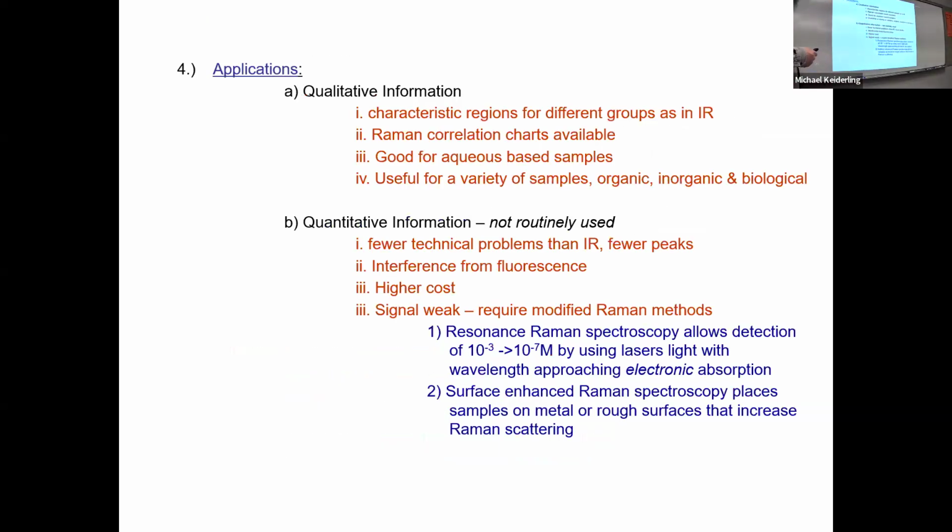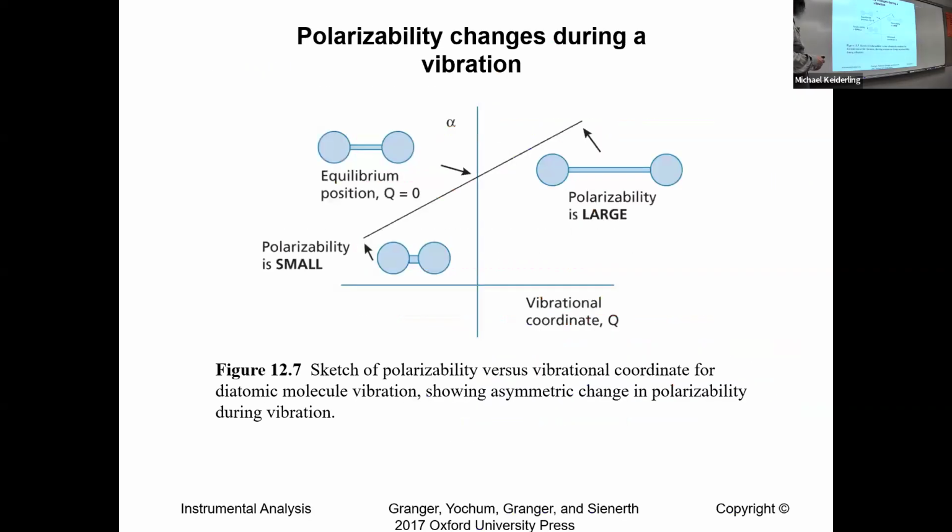It's good for characteristic regions for different groups. IR and Raman correlation charts are good. It's good for aqueous-based samples. It's used for a variety of samples. It's not that often used for quantitative work. It has interference from fluorescence. It's more expensive. The signal is weak. It's better for qualitative than quantitative.